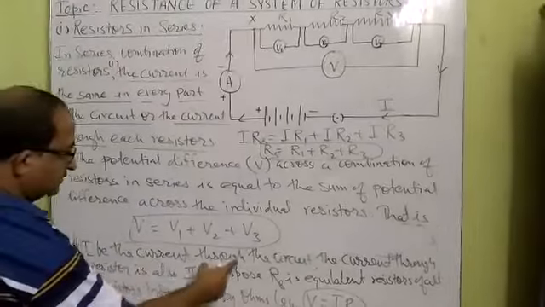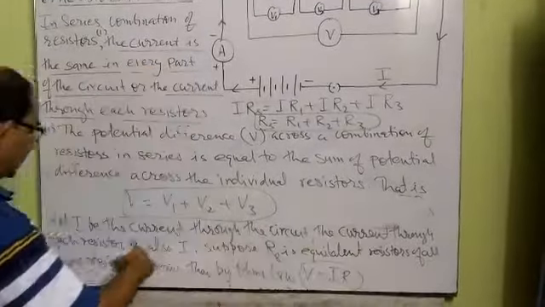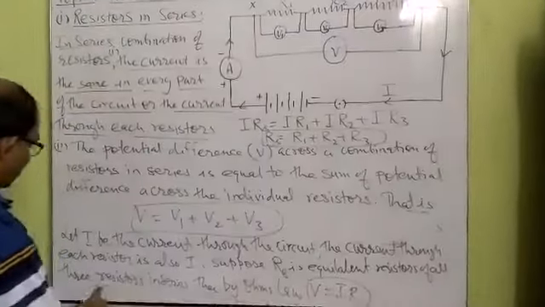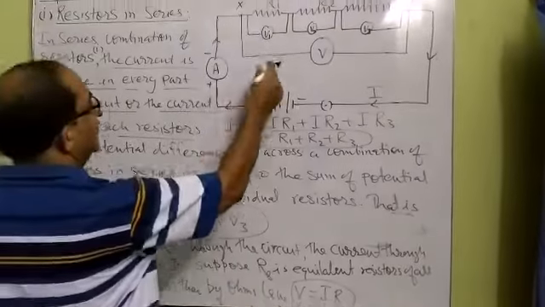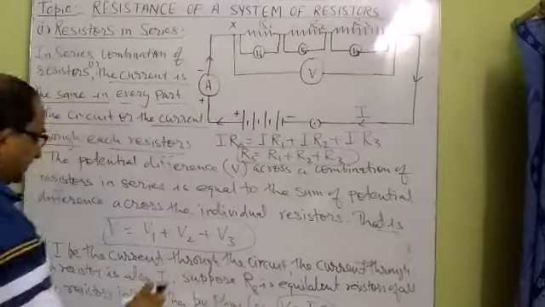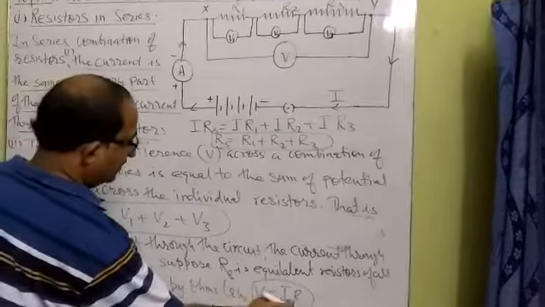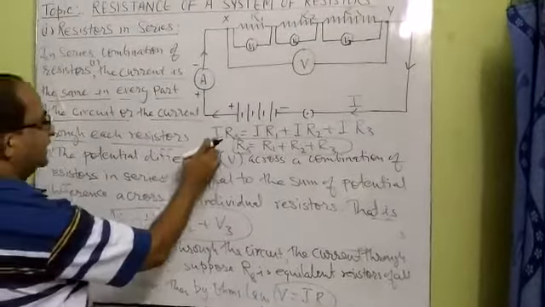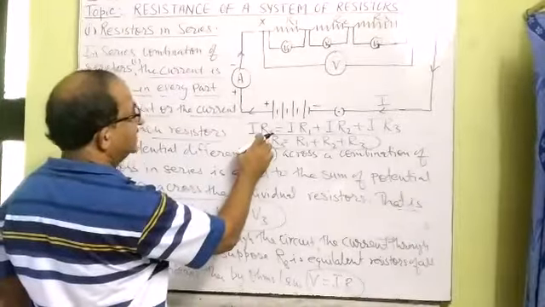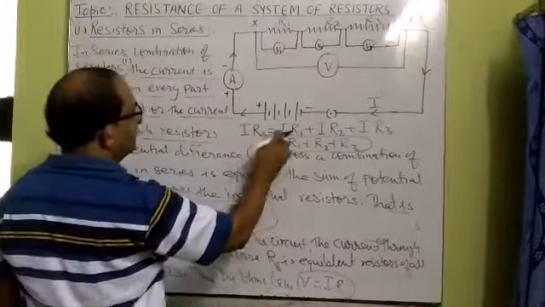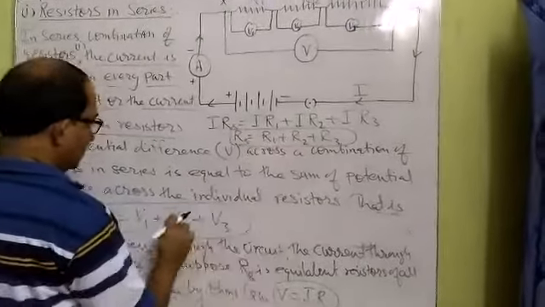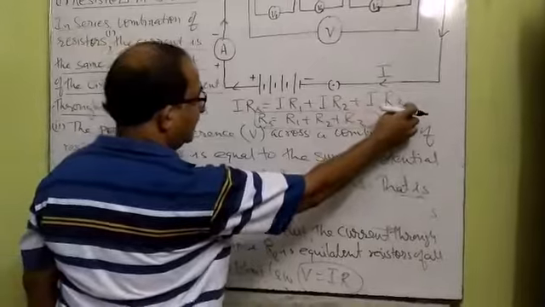Let I be the current flowing in the circuit, meaning the current through each resistor, and RS is the equivalent resistance of the whole series combination. Suppose RS is the resistance equivalent to all three connected in series. By Ohm's law, V is equal to IR. So instead of V on the left side, we can write I into RS, where I is the current flowing through the circuit and RS is the equivalent resistance. The individual potential differences can be written as V1 equals IR1, V2 equals IR2, and V3 equals IR3 by Ohm's law.